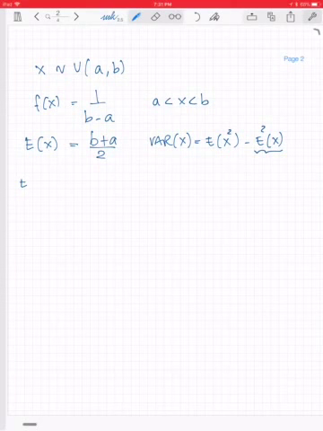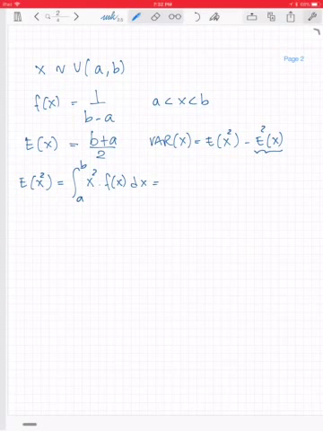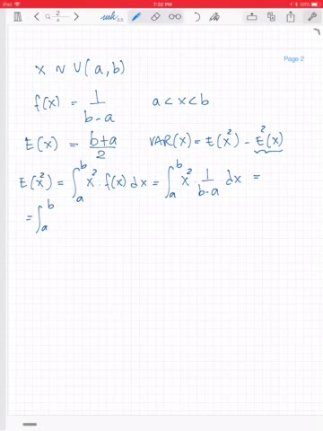So what we just need is the expectation of x squared, which is just the usual formula for the expectation. We're going to have the integral between a and b of x squared times the density of x dx. This is the integral between a and b of x squared times 1 over b minus a dx. The 1 over b minus a can come out of the integral, leaving x squared dx.